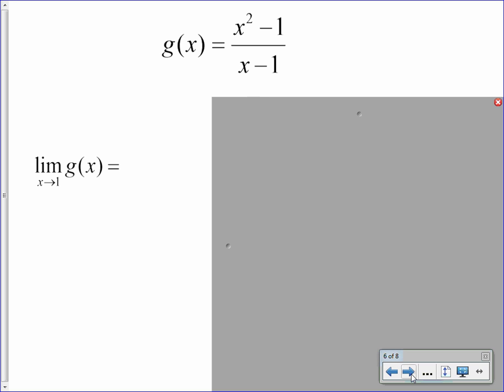Holy moly. Why do you say holy moly? Because there's a hole. Do you agree with Jared? Okay, where's our hole? X minus 1. X equals 1, right? So what does our graph look like?